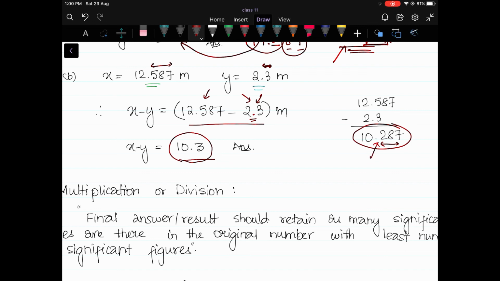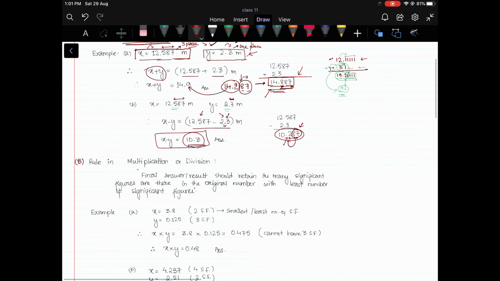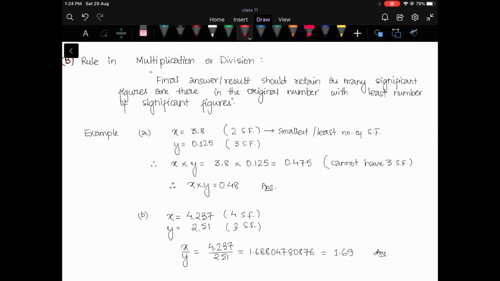So this 2 has to be rounded off, and the other digits, 8 and 7, we are going to drop. Of course this 8 is greater than 5, so we are going to round this 2 off to 3. So we have got 10.3. So you have just learned a rule of how to add or subtract numbers, and you have seen we look into the minimum number of decimal places when we are adding 2 numbers.